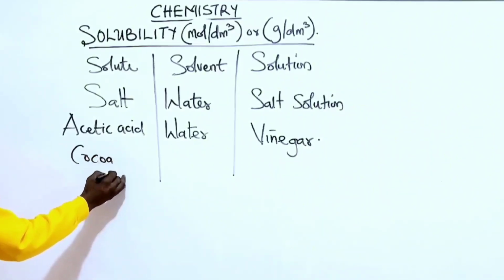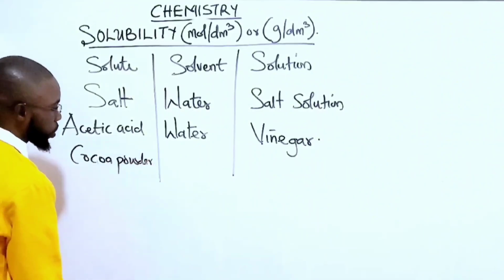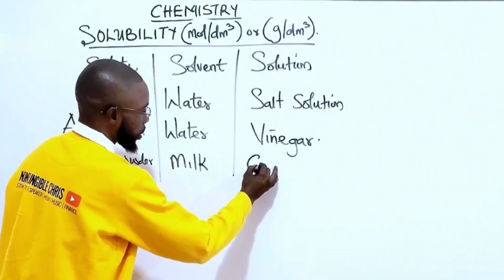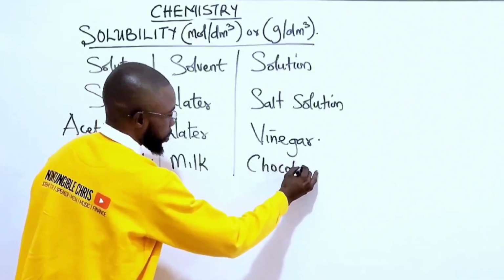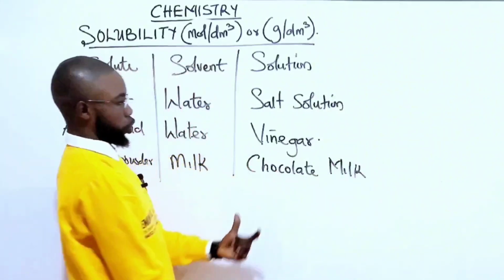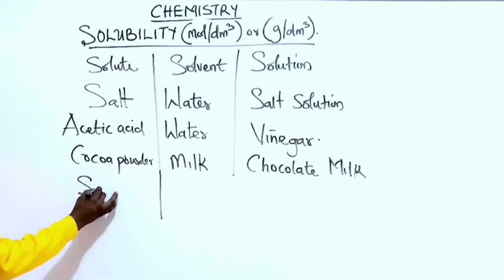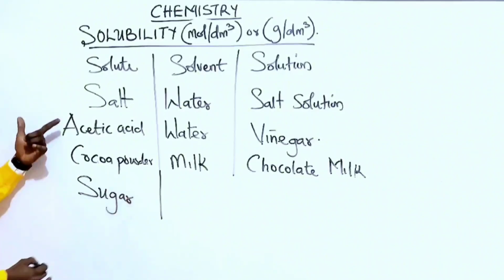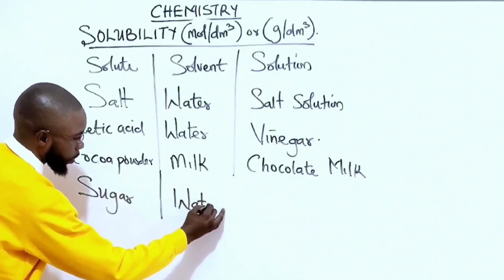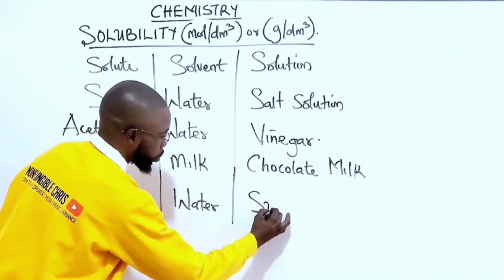Also, if you look at cocoa powder and milk, we're going to have chocolate milk as a solution. Also look at sugar as the solute dissolving in water. If sugar dissolves in water, we're going to have sugar solution.